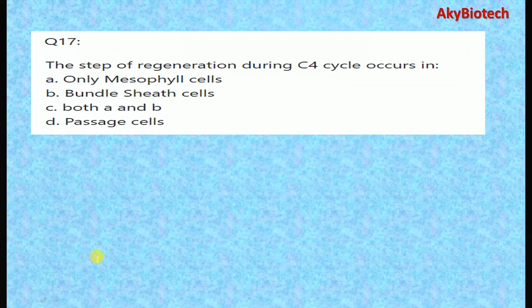Then number 17. The step of regeneration during C4 cycle occurs in. We all know about this. This occurs only in the mesophyll cells. These cells are involved in this.